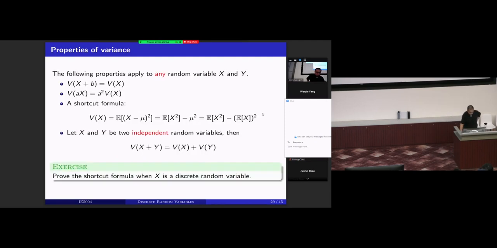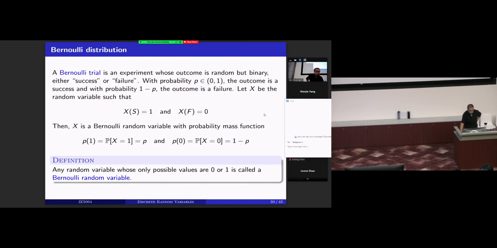And then we introduced certain discrete distributions. The simplest one is the Bernoulli distribution. So what is the Bernoulli random variable? Actually, it's pretty simple. We just need to think of flipping a coin. But this time, this coin may not be a fair coin. With probability P, it will show heads.